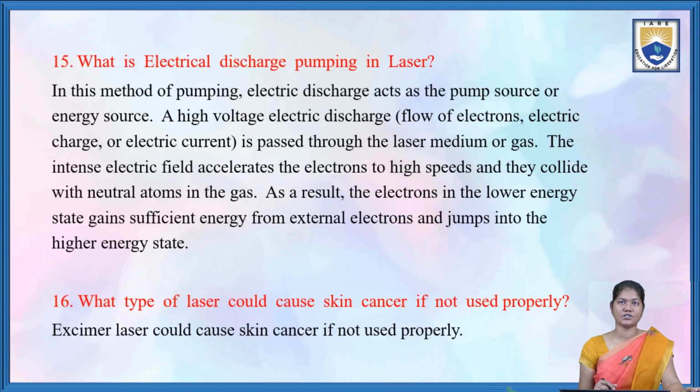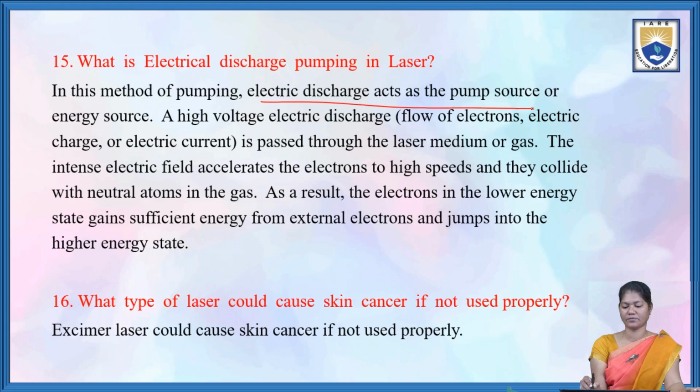What is electrical discharge pumping in laser? In this method of pumping, electric discharge acts as the pump source or energy source. A high voltage electric discharge is passed through the laser medium or gas. The intense electric field accelerates the electrons to high speeds and they collide with the neutral atoms in the gas. As a result, the electrons in the lower energy state gain sufficient energy from external electrons and jump into the higher energy state.